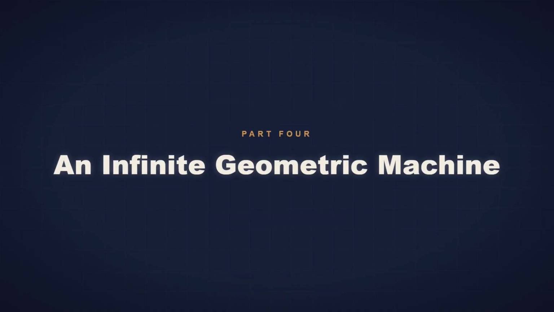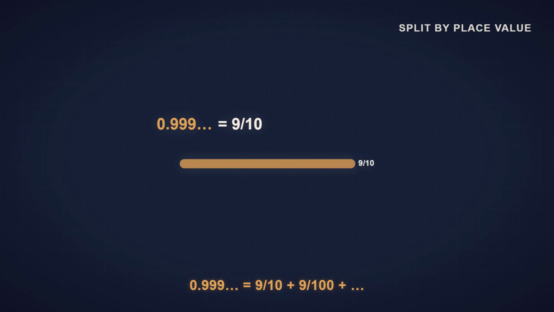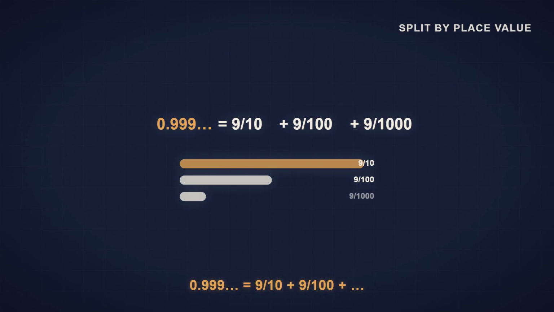Next, we will build the decimal as an infinite geometric machine. The first 9 in 0.9 repeating means 9/10ths. The second means 9/100ths. The third means 9/1000ths. So the decimal is a sum, 9/10ths plus 9/100ths plus 9/1000ths, continuing forever. Each term is 1/10 of the previous term. That makes a geometric series with first term 9/10ths and common ratio 1/10. The standard sum is the first term divided by 1 minus the ratio. 9/10ths divided by 9/10ths equals 1.